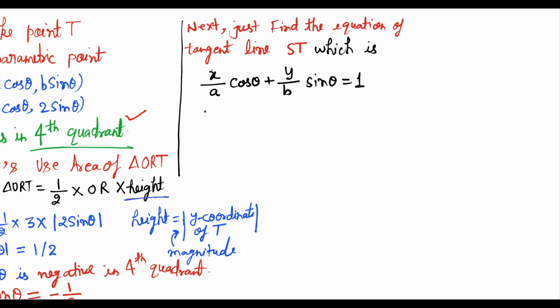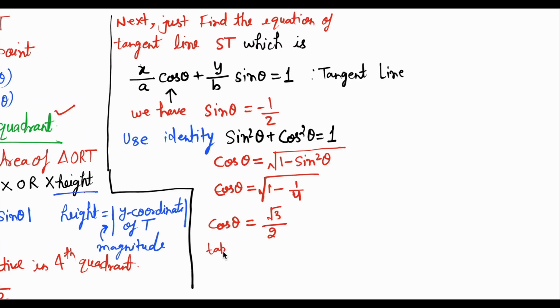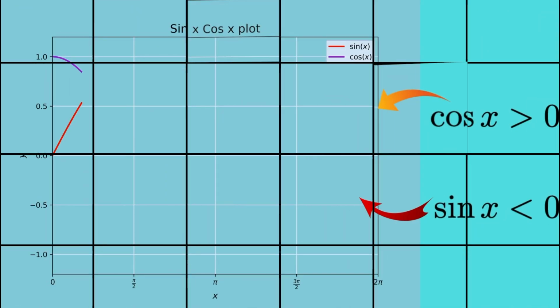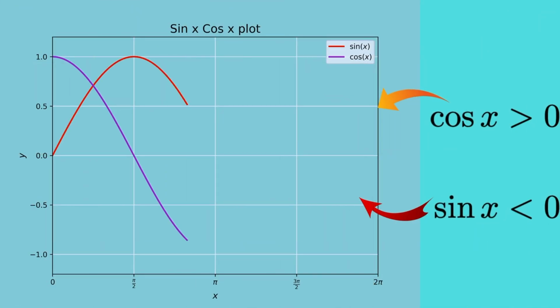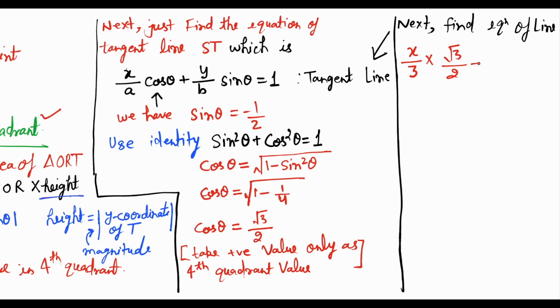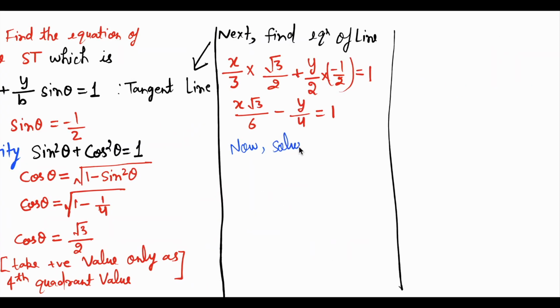Now we calculate the tangent line equation by putting the values of sin theta and cos theta in the standard equation. We have sin theta, and if we use the identity sin square theta plus cos square theta equals 1, then we get the value of cos theta. Take the value of cos theta as positive because cos theta is positive in the fourth quadrant. For more clarification, here is a plot of sin x and cos x together, which shows that sin x is less than 0 and cos x is greater than 0 in the fourth quadrant, that is 3 pi by 2 to 2 pi.